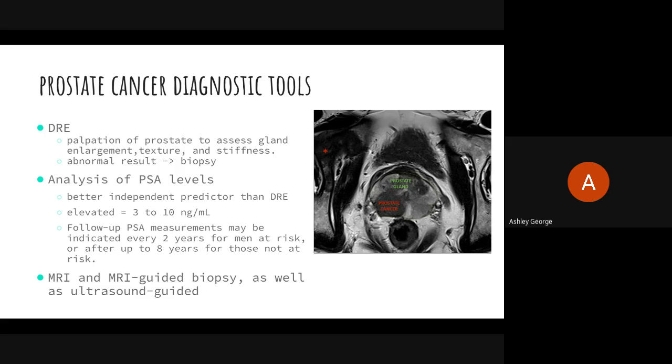Because they're testing mostly from the peripheral zone, these ultrasound guided biopsies can sometimes miss the anteriorly located tumors, but there are also MRI guided biopsies that can help to give us a clearer picture of what's going on as well.